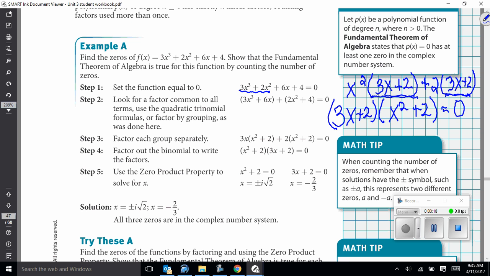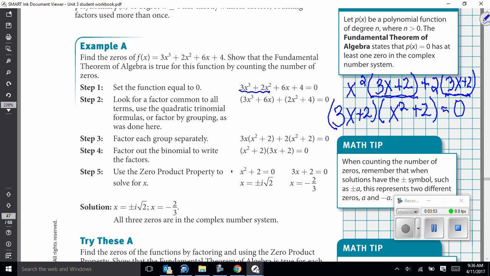Now, we're expecting 3 roots. I have 3x plus 2, which I can set equal to 0 and solve. And then I have x squared plus 2. For the first factor, x is to the 1 power, so that gives 1 root, and the x squared factor is going to give me 2.